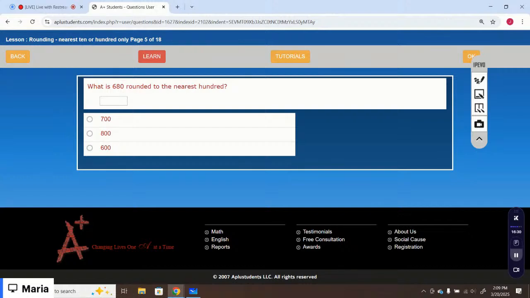What is 680 rounded to the nearest 100? So which is the correct option?